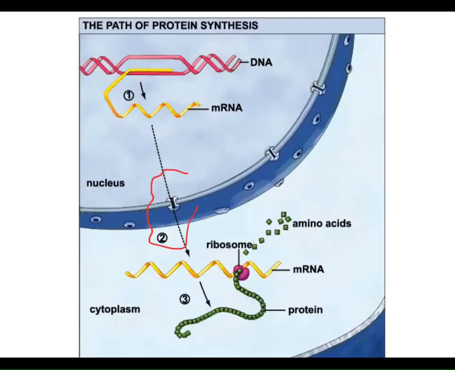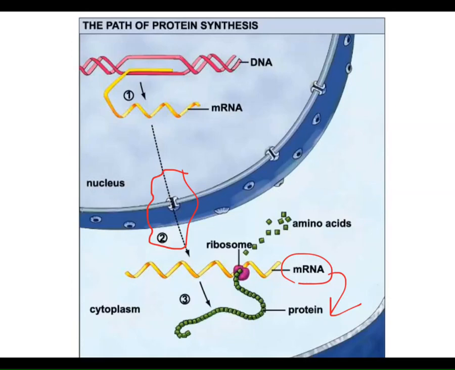Now, number two is that time where what? The mRNA is going to go out through the nuclear pore. I won't have a word for that right now. And then number 3, we go from the mRNA and make the protein. That, number 3, would be translation.